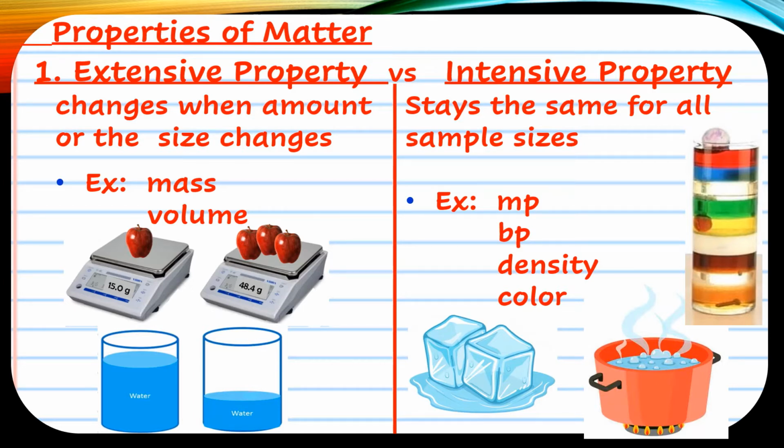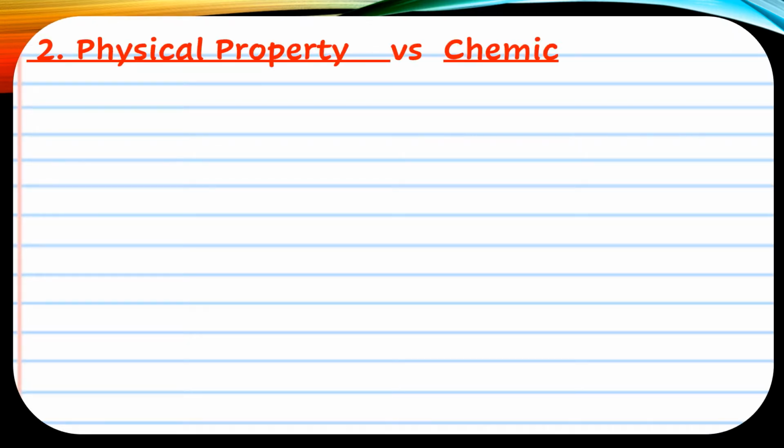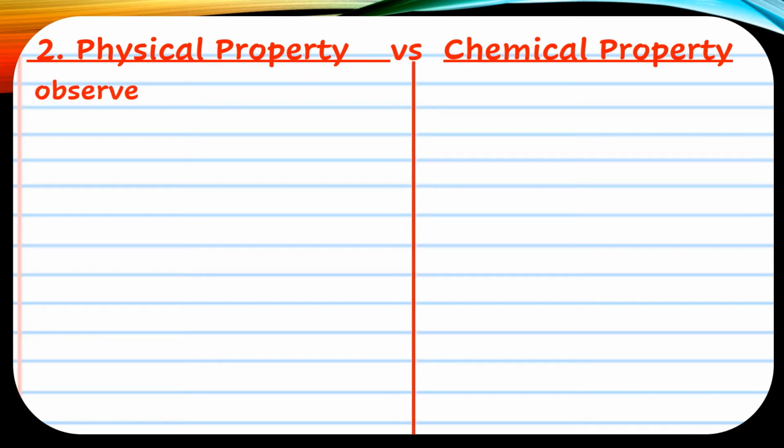One memory device that might work for you is that extensive properties depend on X amount, and when the amount of X changes, that property is going to change. Whereas an intensive property is in common or the same for all sample sizes. The next two things we're going to compare would be a physical property versus a chemical property. And again, we're going to make that side-by-side comparison chart.